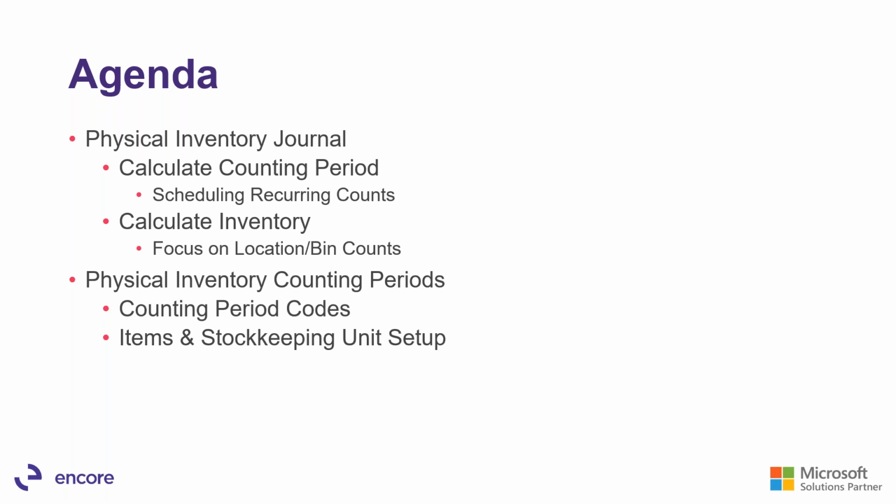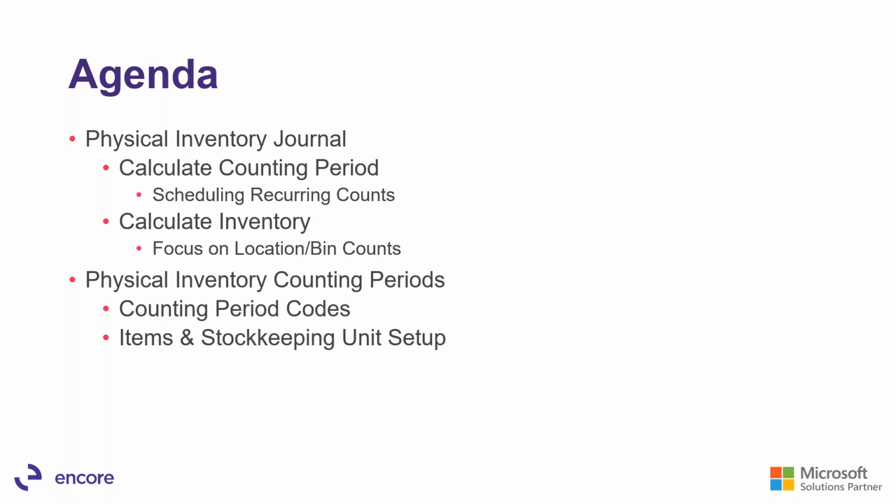The calculate inventory action is more of a straight line calculation. The first option, calculate by counting period, does require some setup and configuration in order to move forward with that calculation option. However, for the calculate inventory action, there's no setup required. As long as you have functioning items and inventory, you can run the calculate inventory action from the physical inventory journal. It's essentially always available whenever you need to run it and just perform your physical inventory count.